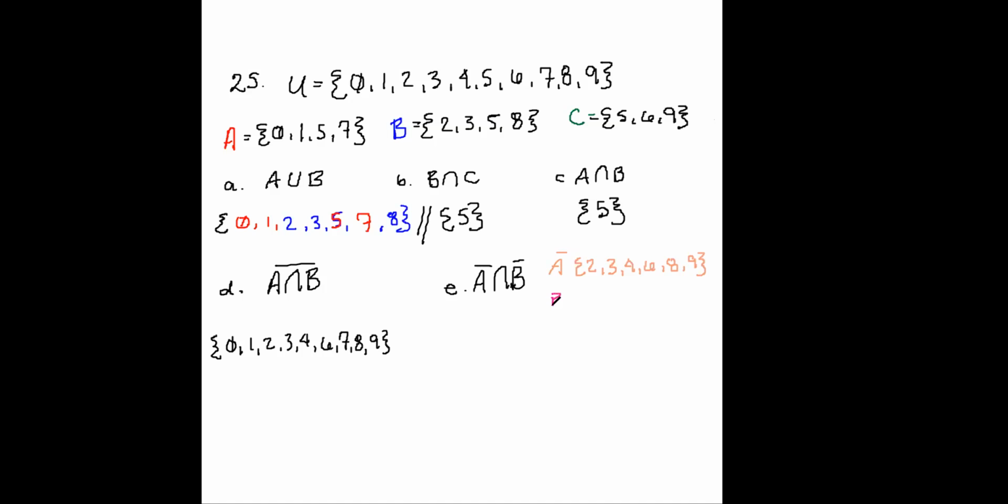The complement of B, I'm actually going to do that in blue for consistency, which is 0, 1, 4, 6, 7, 9. And now the question is, where do these intersect? And they intersect at 4, at 6, and at 9. So you're exactly right.